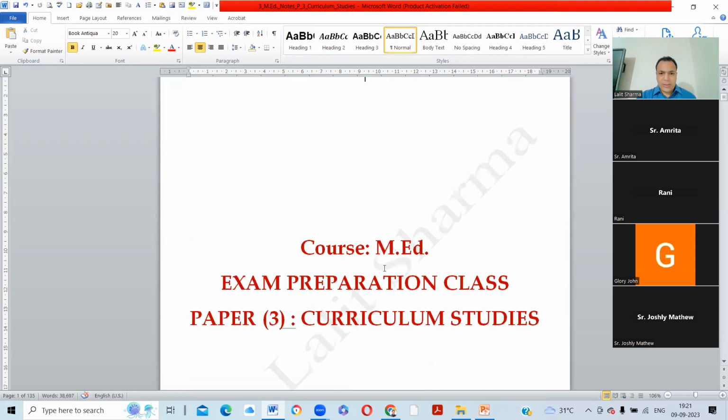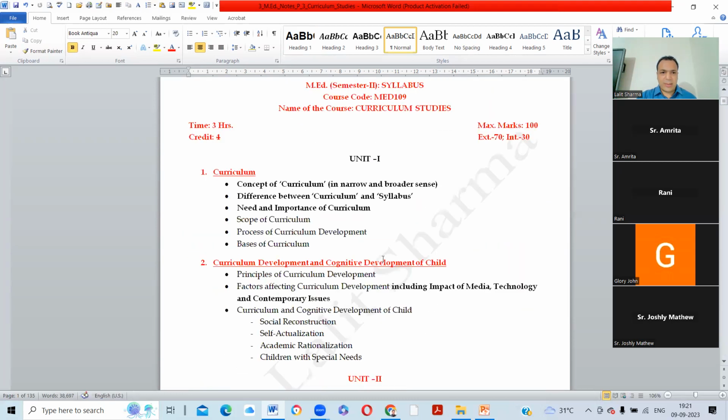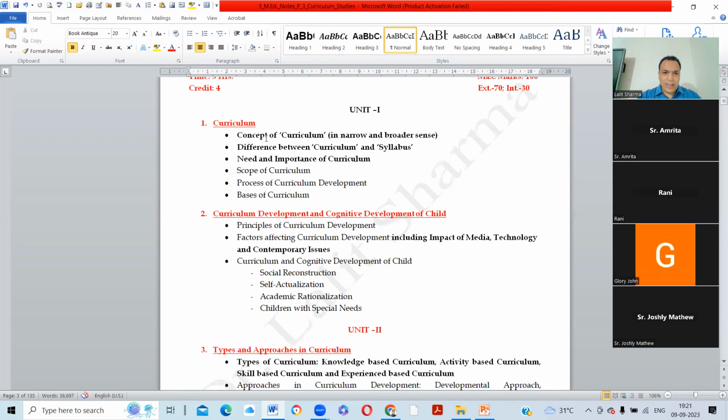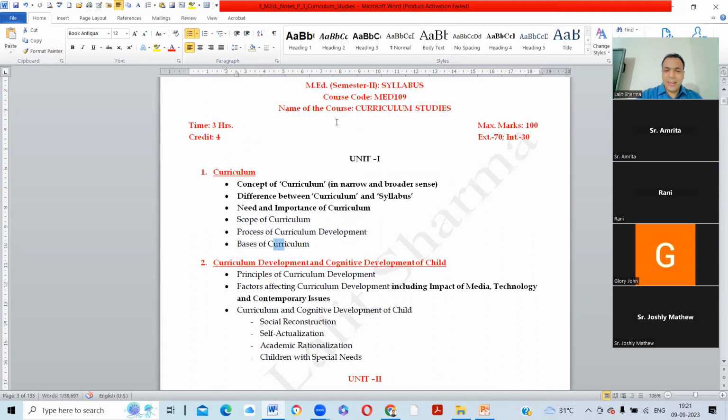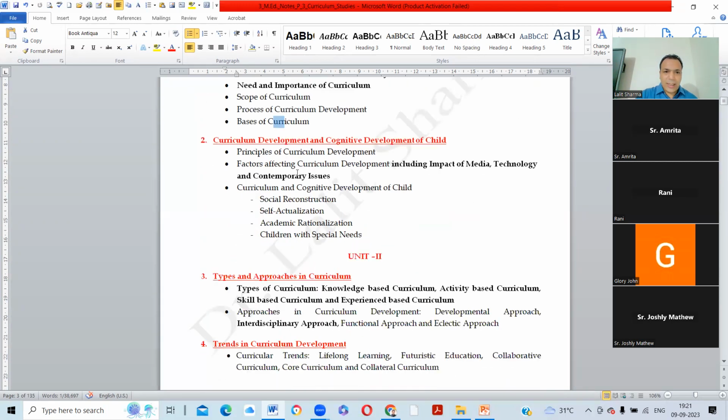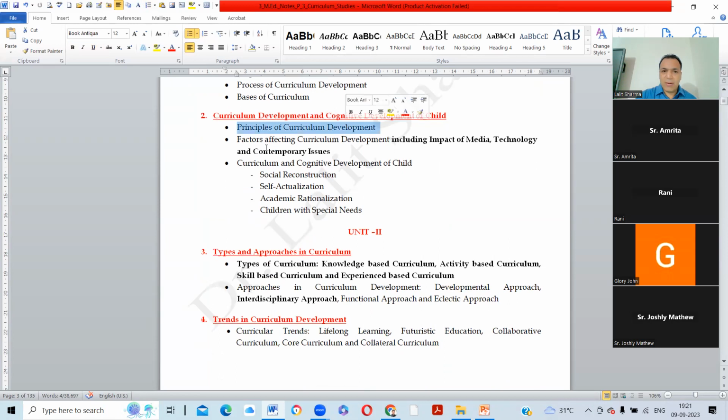Okay, so you can see the syllabus. This is your syllabus. Okay, concept of curriculum, difference, need, scope, process of curriculum development. ये देखो question आया था ना, complete basis of curriculum, ये भी हमने कर लिया, right? है ना? Now we have discussed everything. Now we have to see the syllabus. Okay, ये curriculum development and cognitive development principles ये देखो सारे थे, है ना? Factors affecting the curriculum development.